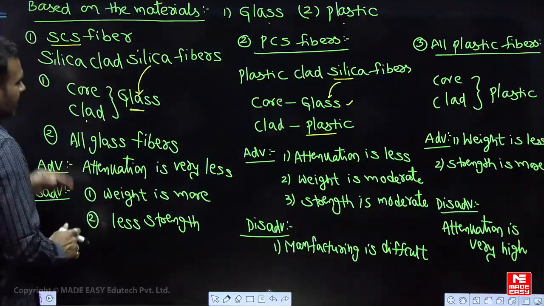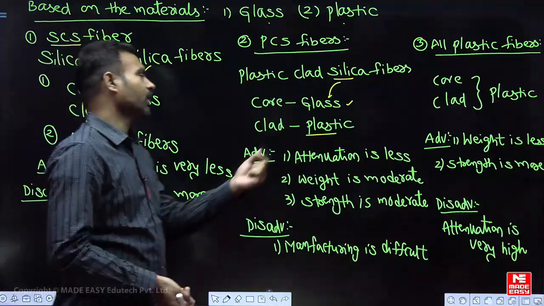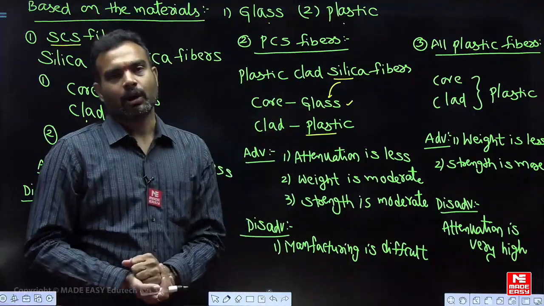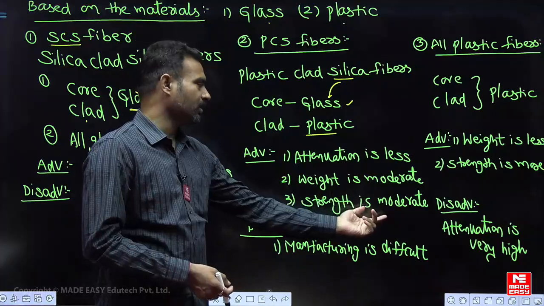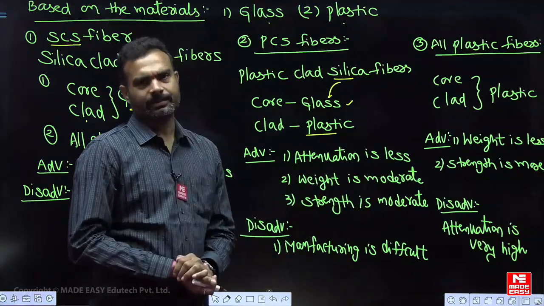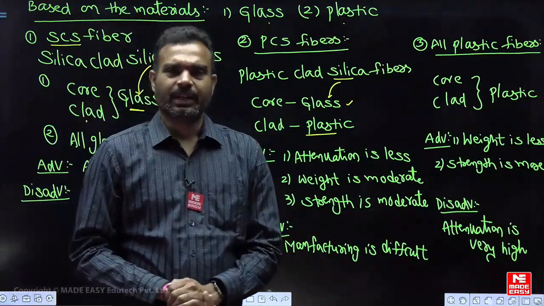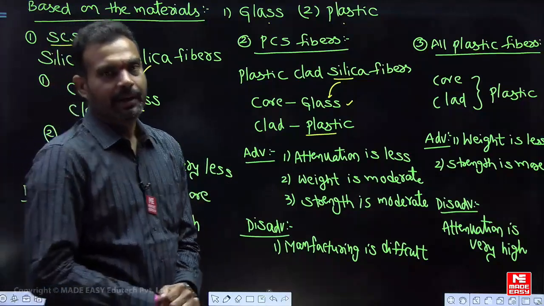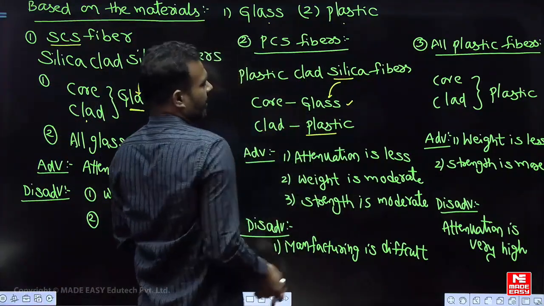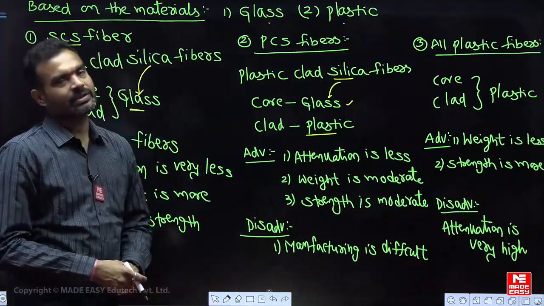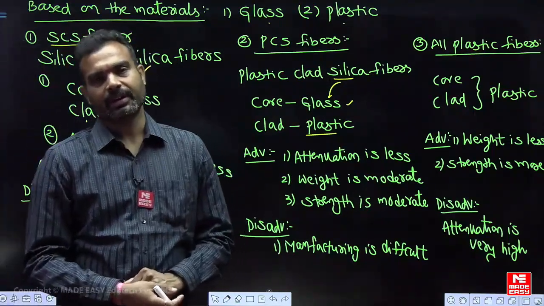If both are glass, the weight is very, very high. If you make one part plastic, the weight automatically decreases. That means weight is moderate, strength is also moderate, and attenuation is also less. Why? Light is passing through the glass core, so the attenuation offered by the glass is very, very less.